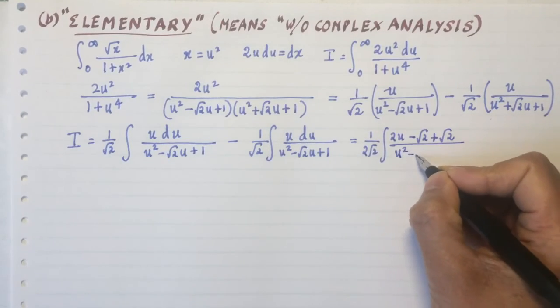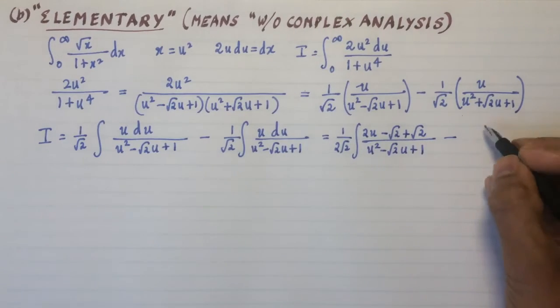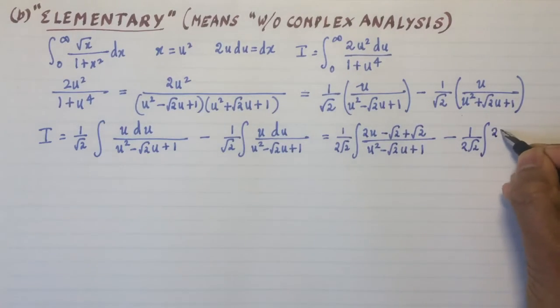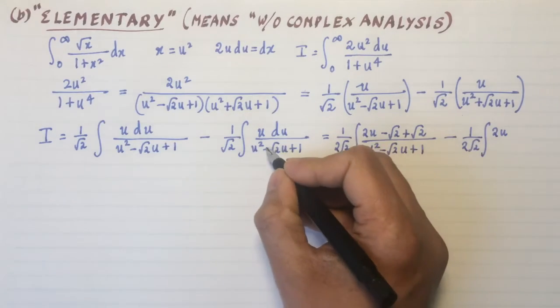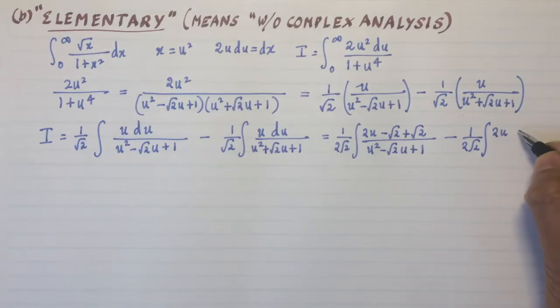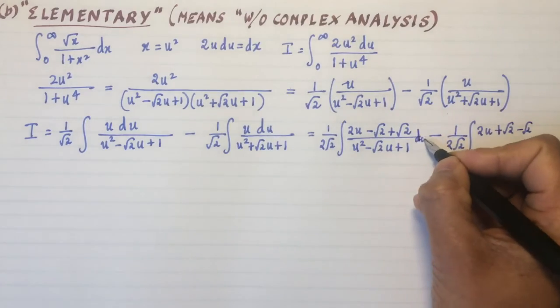And then I have the denominator as is. And here, the next term, I'll do the same thing. That's 1 over 2 root 2, the integral of 2u. But here I need, where was this? This is wrongly written. So here I need 2u plus root 2. So I need to manufacture a root 2 like this by adding and subtracting. That's a du there.